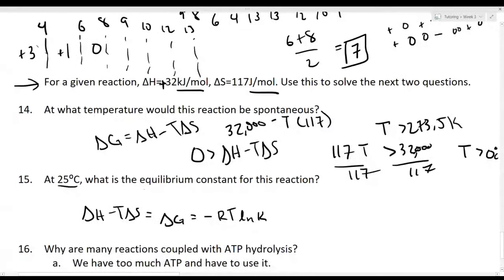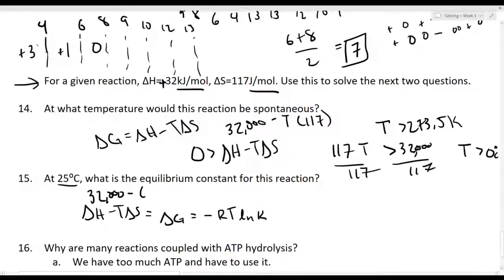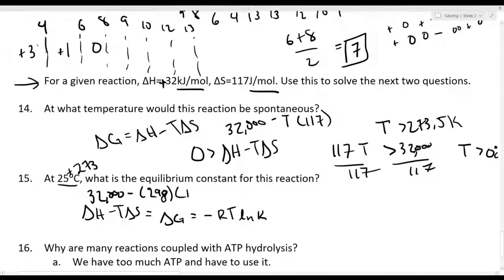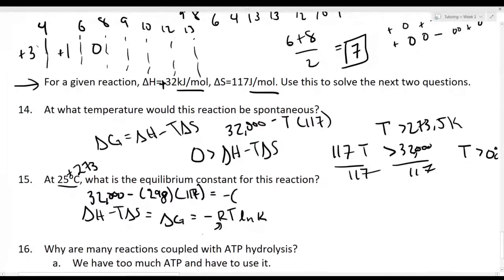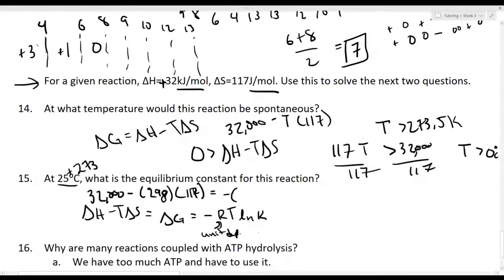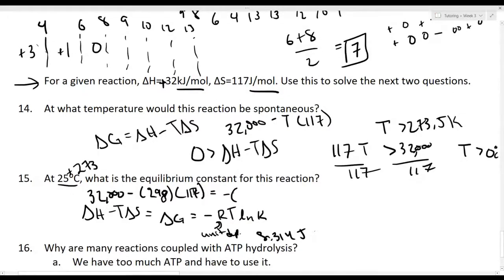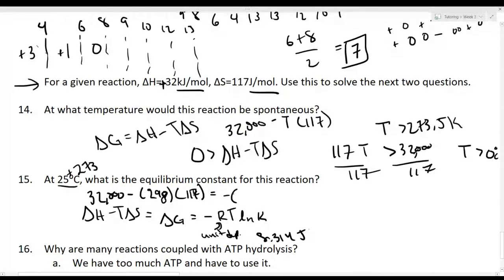So we're going to set these two equal to each other and say 32,000 minus 25 plus 273, since we need to convert to Kelvin, 298, times 117 equals negative R, which again, R is unit dependent. It is 8.314 joules. I think it's joules per mole Kelvin.